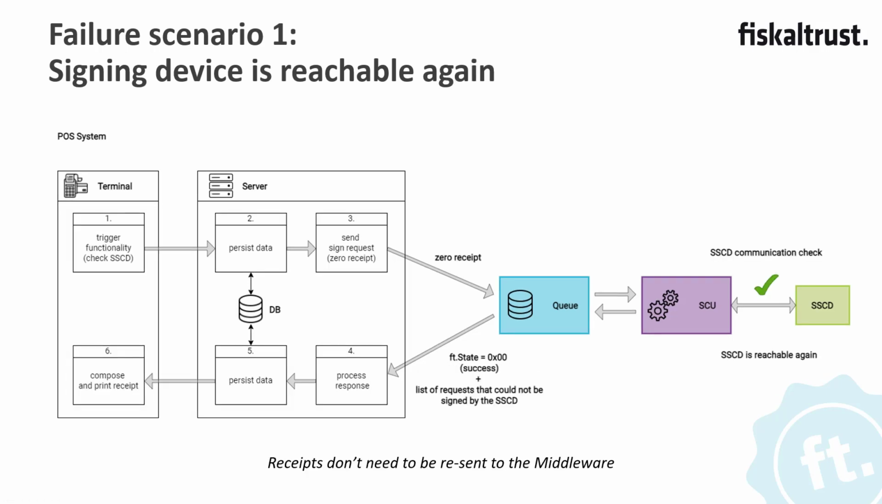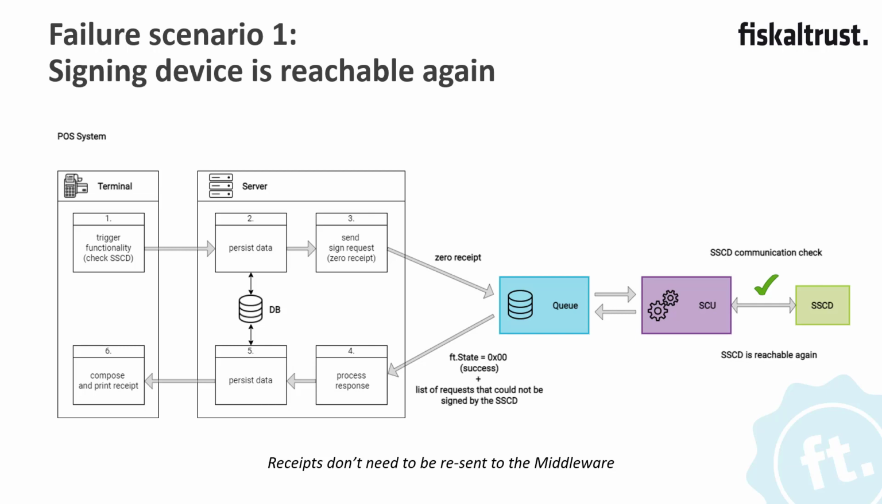When the internet connection could be restored, the only thing you need to do is sending a 0 receipt. A 0 receipt is a receipt without charge items, without pay items, and with a specific tag. And this is just meant to restore the communication. The middleware will try to process this. It will see if the communication is again available. And if yes, it will respond back with a state of 0, which means success. And of course, also a list of the requests that could not be signed during this period.